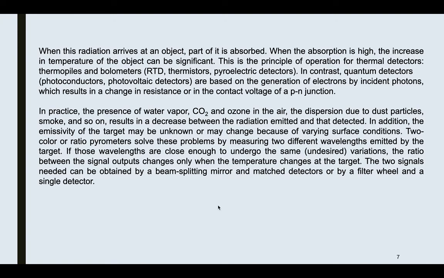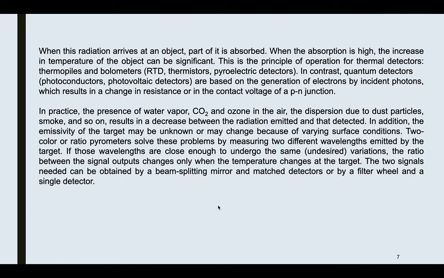When the absorption is high, the increase in temperature of the object can be significant. This is the principle of operation for thermal detectors: thermopiles, bolometers, RTDs, thermistors, and pyroelectric detectors. In contrast, quantum detectors, photoconductors and photovoltaic detectors, are based on the generation of electrons by incident photons, which results in a change in resistance or the contact voltage of a p-n junction.